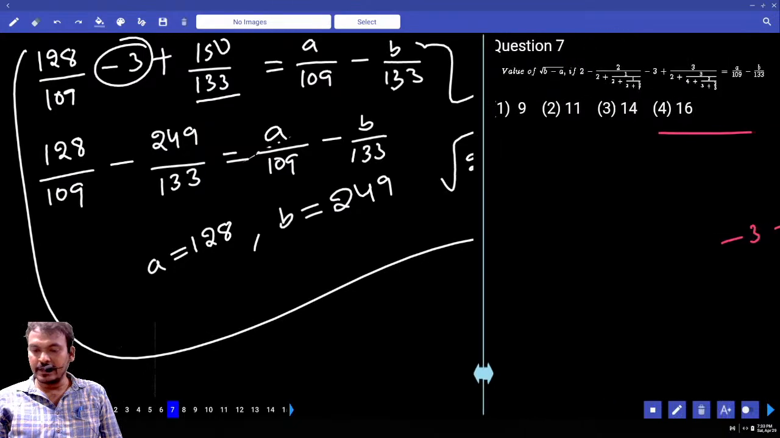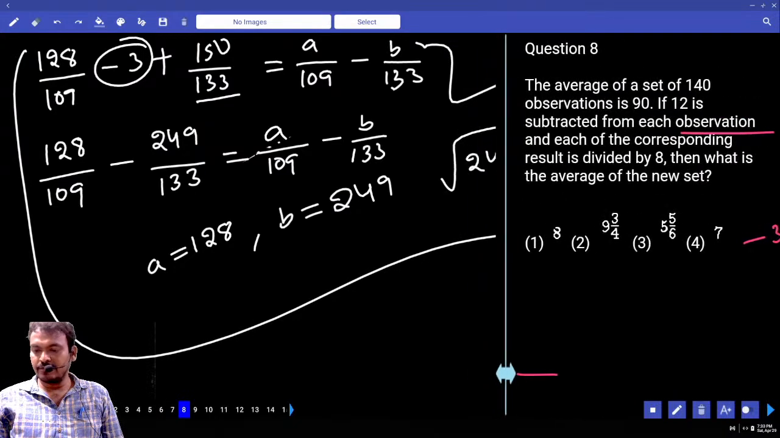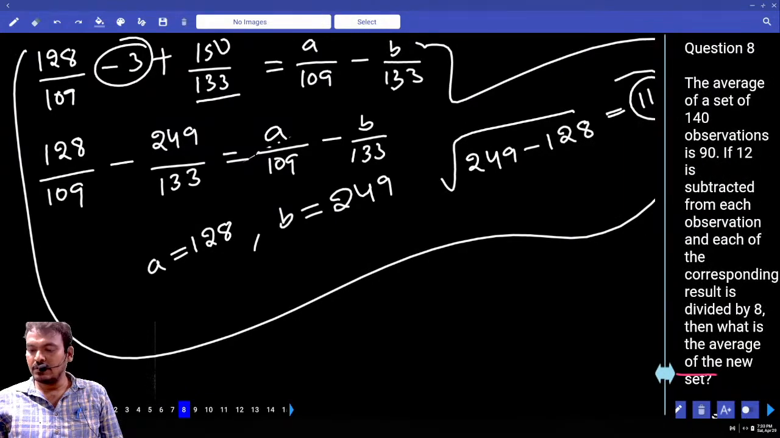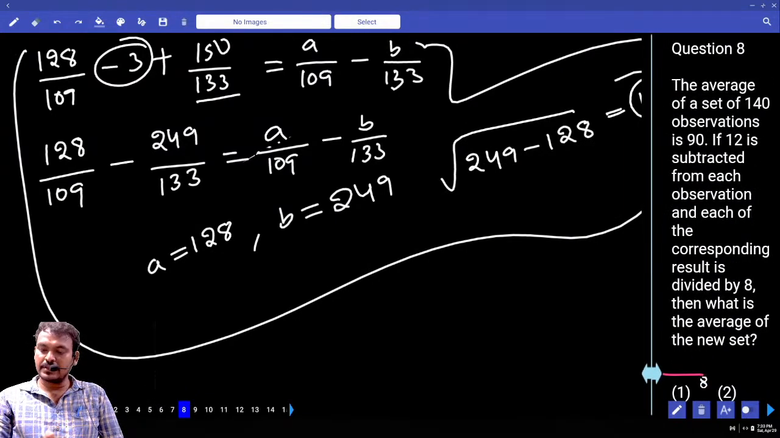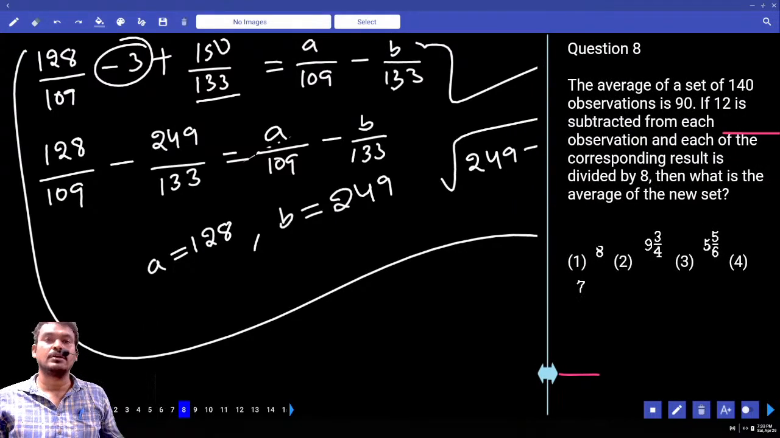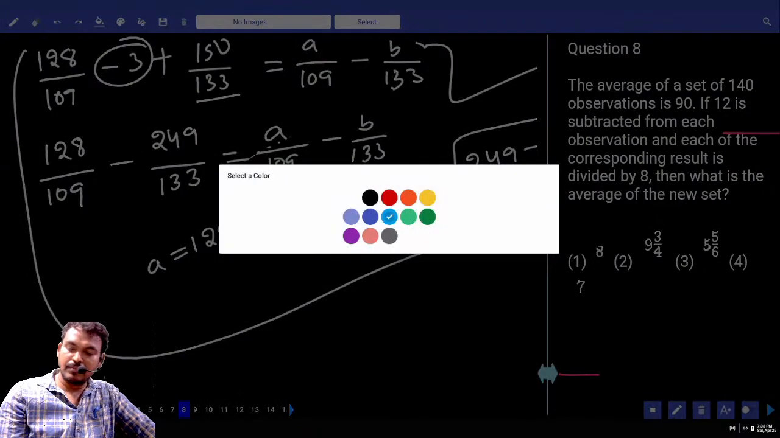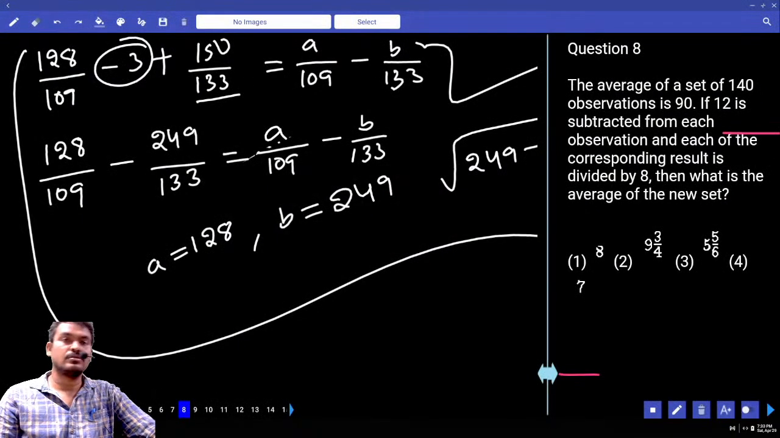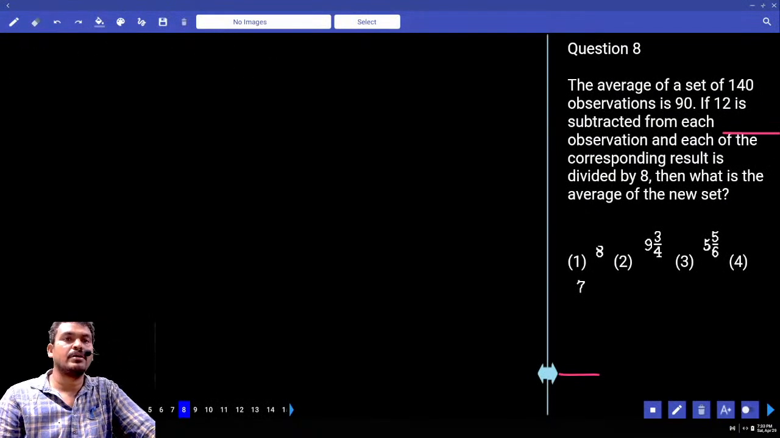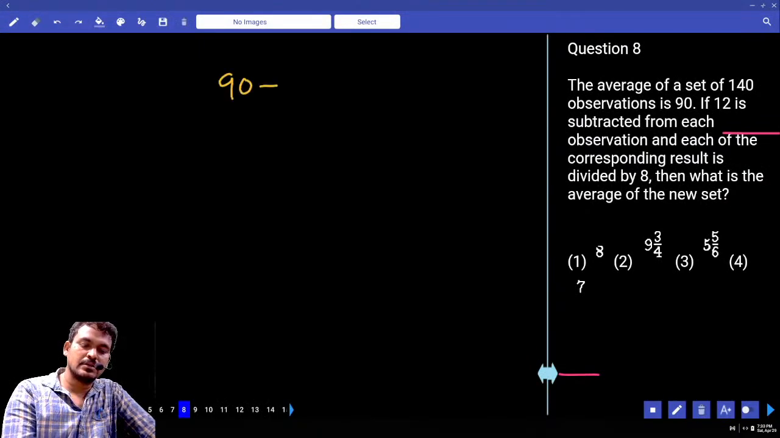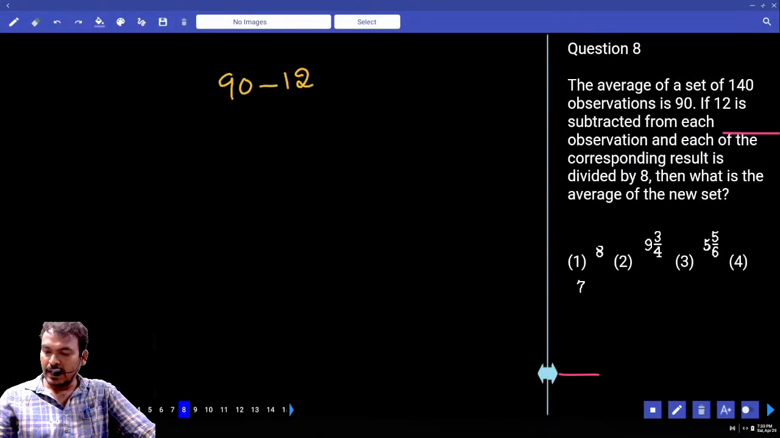Next question number 8. The average of a set of 140 observations is 90. If 12 is subtracted from each of the observations and each of the corresponding results is divided by 8, then what is the average of the new set? If each of the numbers is subtracted by 12, the average also decreases by 12, so we write 90 minus 12 as the new average. Each of the numbers is divided by 8, which means the overall result is also divided by 8.